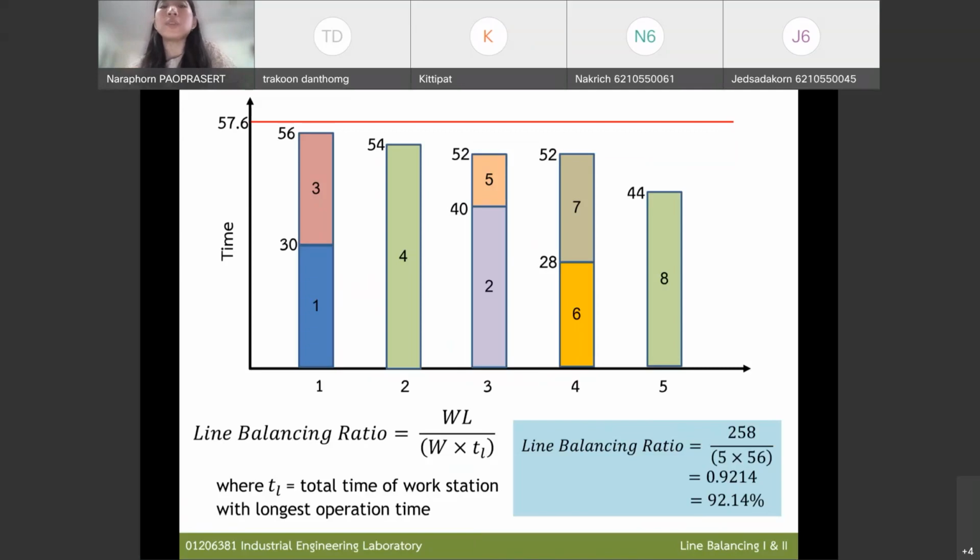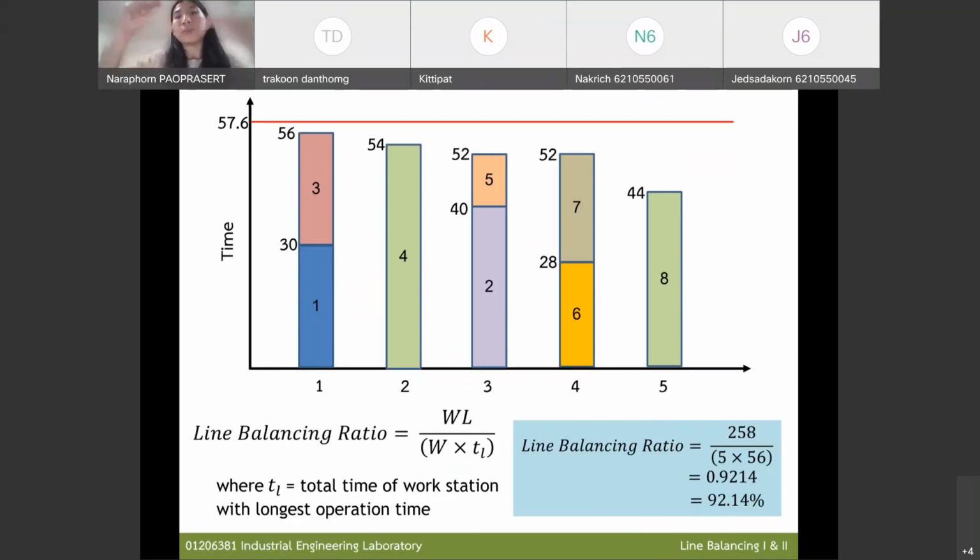Once you have finished allocating all the jobs, the last stage is to calculate how good your line balancing is. That measurement is called the line balancing ratio. It's calculated by taking the workload divided by the number of stations, which is 5 here, multiplied by the time of the station that takes the longest. Station number 1 takes the longest, which is 56 minutes. So your line balancing ratio in this example is 92.14%.